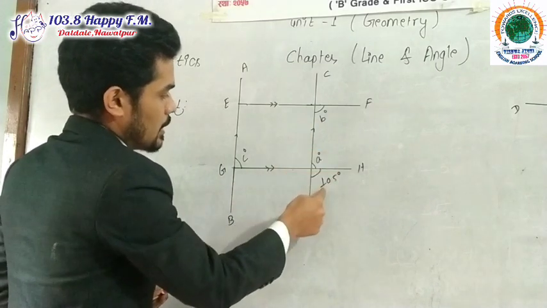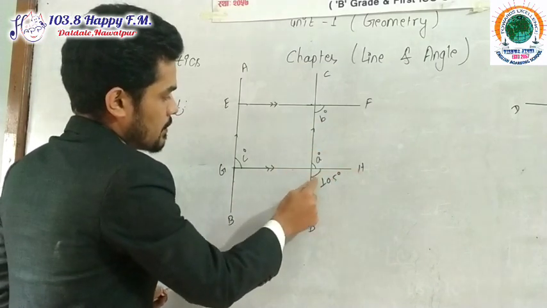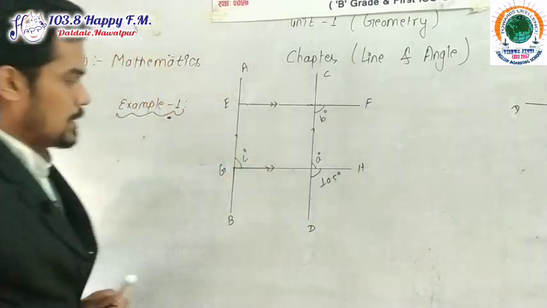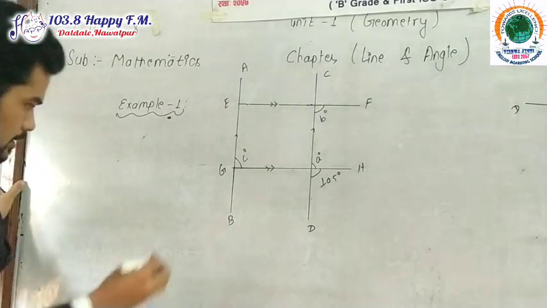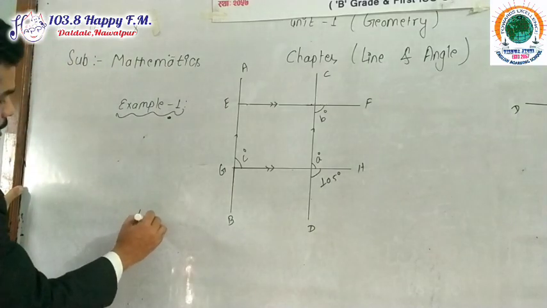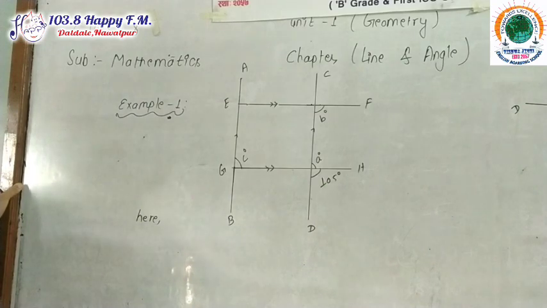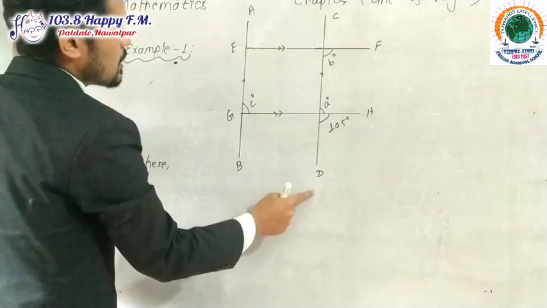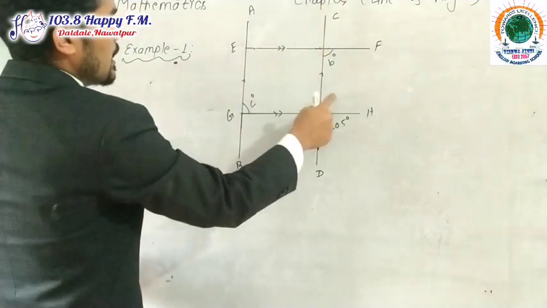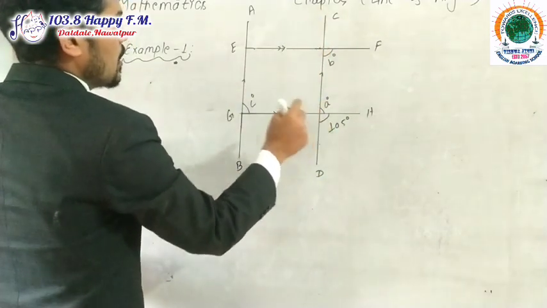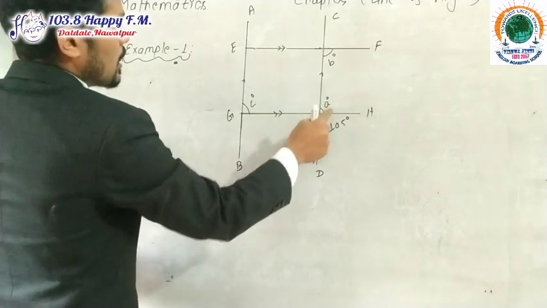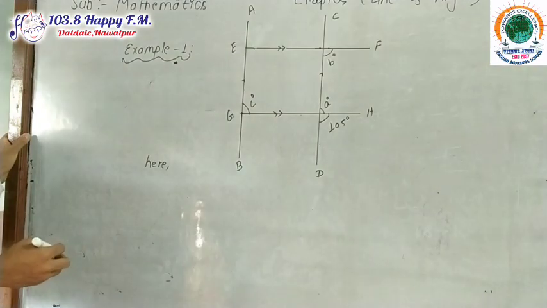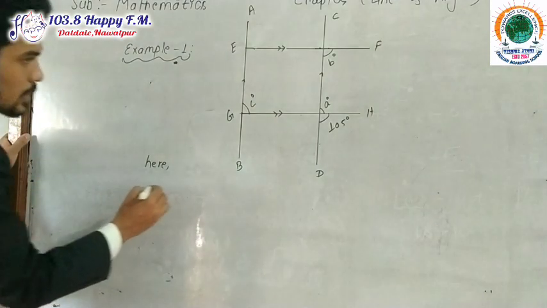One angle is A, and another angle is given as 105 degrees. We have to find the value of A, B, and C. To find the value of A, let us analyze the figure. Geometry is all about analyzing figures. CD is a straight line, and A and 105 are formed at a point on that straight line, so A and 105 form a straight angle. Their sum is 180 degrees.